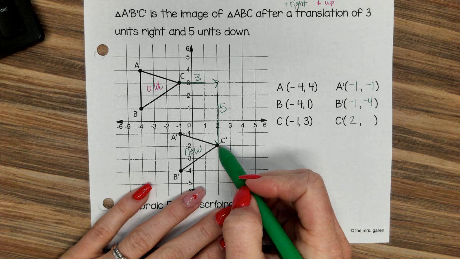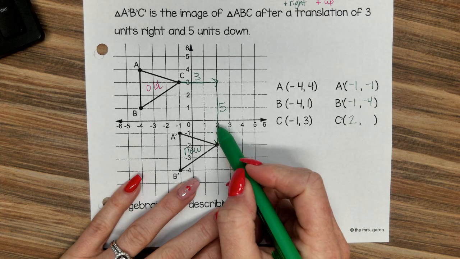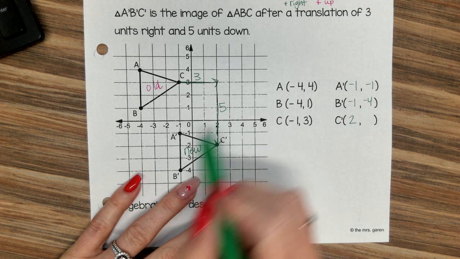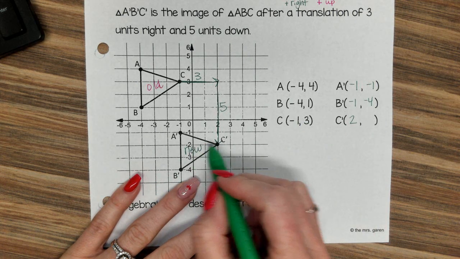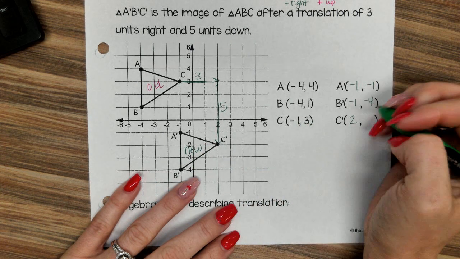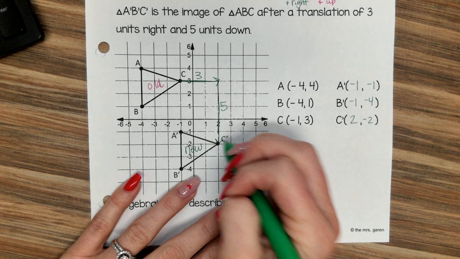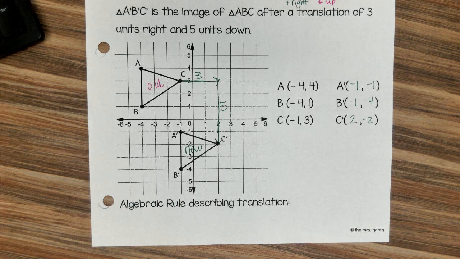So is this C at the 2 on the x-axis? Yes. And then to get from 3 to here to -2, 3 minus 5 is -2. And you'll see that it is here. Now again, it's not super important that you're following the rule to get the new coordinates. You could just graph it and then write the coordinates.